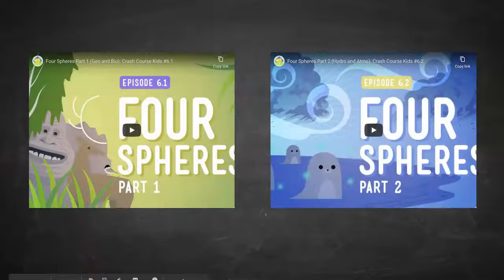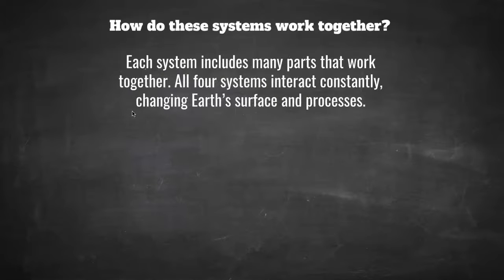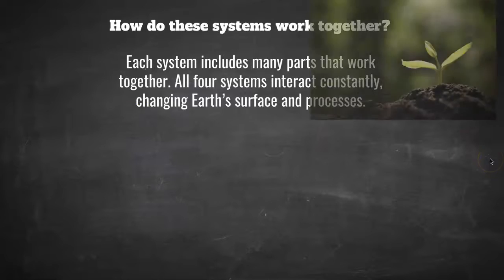Let's start right here again. Now we're going to take all the systems that we've learned about and learn how these systems work together. Each system includes many parts that work together and interact, and they are constantly interacting and changing the Earth's surface and processes.